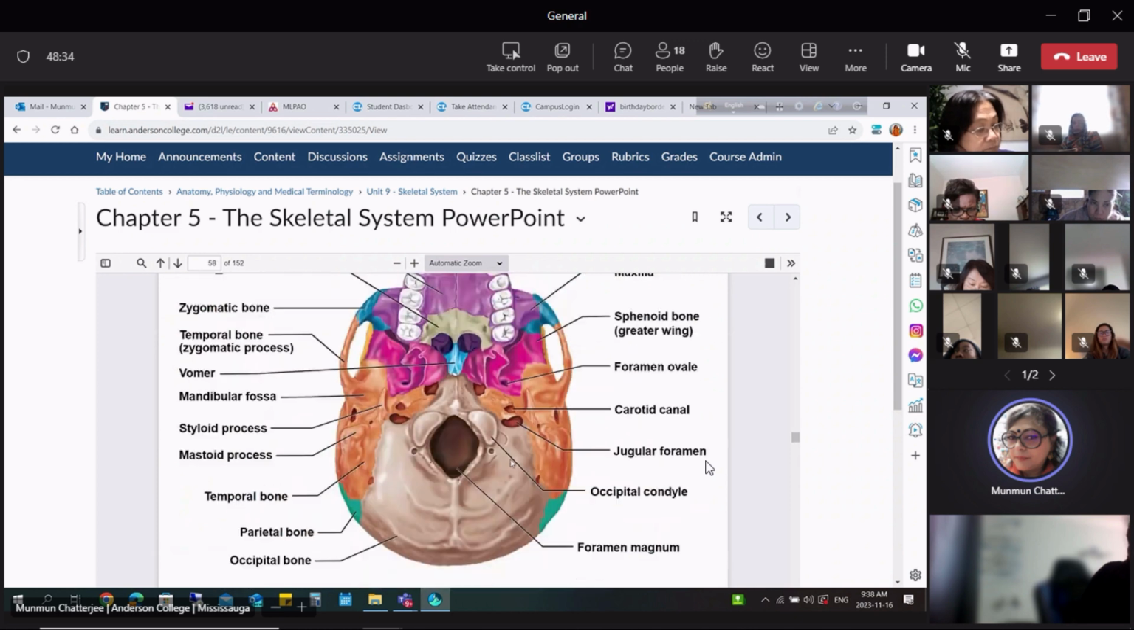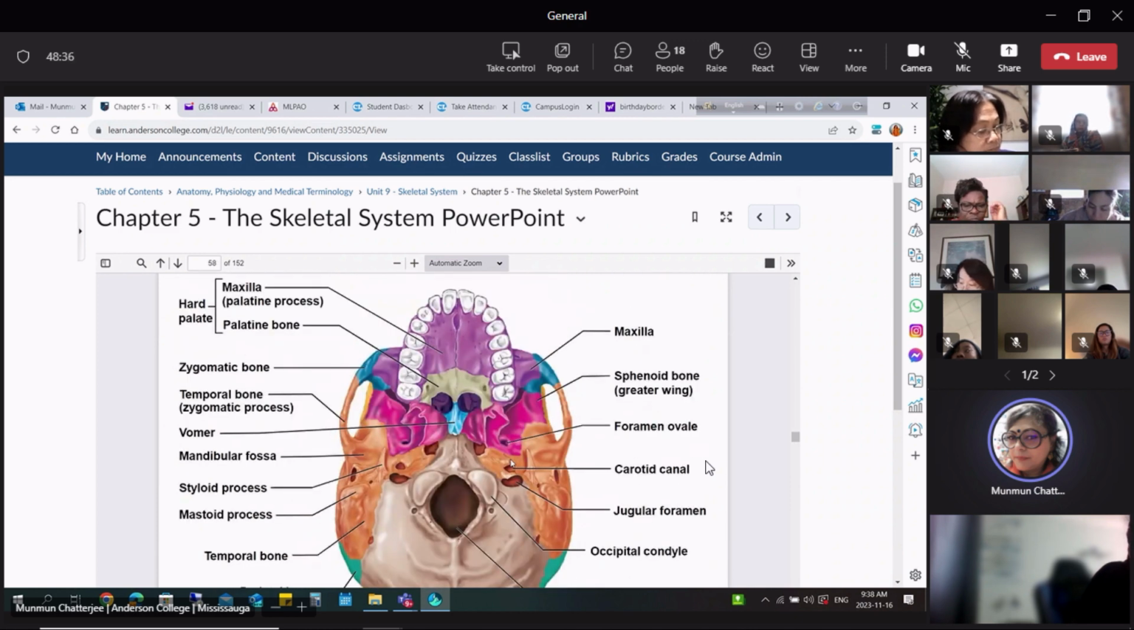These are different slices, different structures they took to show you. So this is the mouth. Here you can see the upper maxilla. This is the upper part of our mouth. It is called the hard palate. It's called the palatine bone.